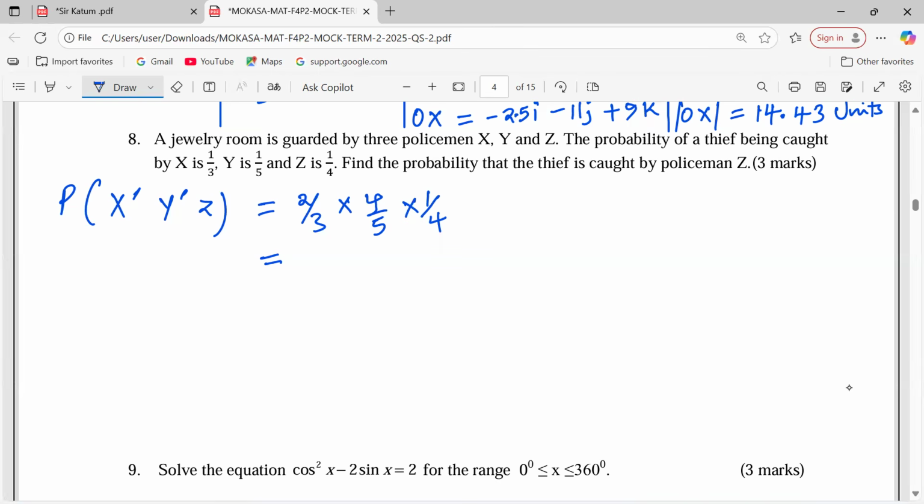Anyway, we can now find the probability: 2/3 by 4/5. And this should be multiplied now by a quarter. I'm getting 2/5, ladies and gentlemen.